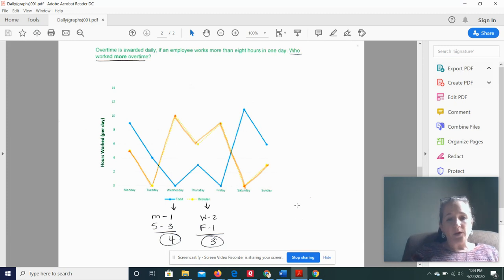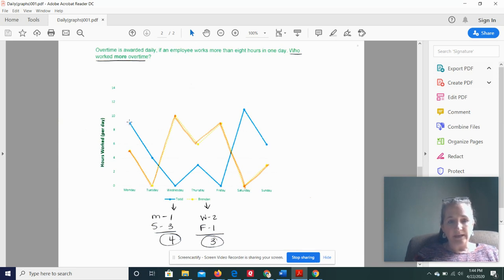Okay, so here's where I worked this out. I copied it over so I could actually write on it and it would be a little bit easier. So their final question with all that information they gave was who worked more overtime. You really have to look at each day for each person to see who worked what. So let's start with Todd.